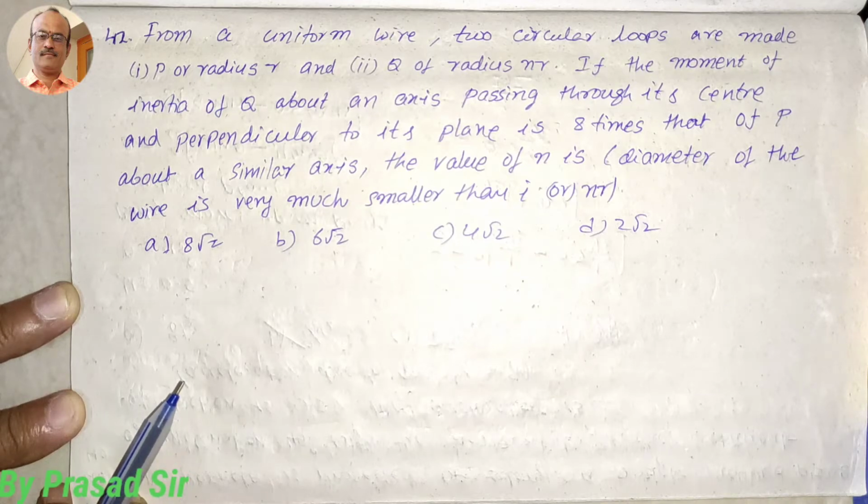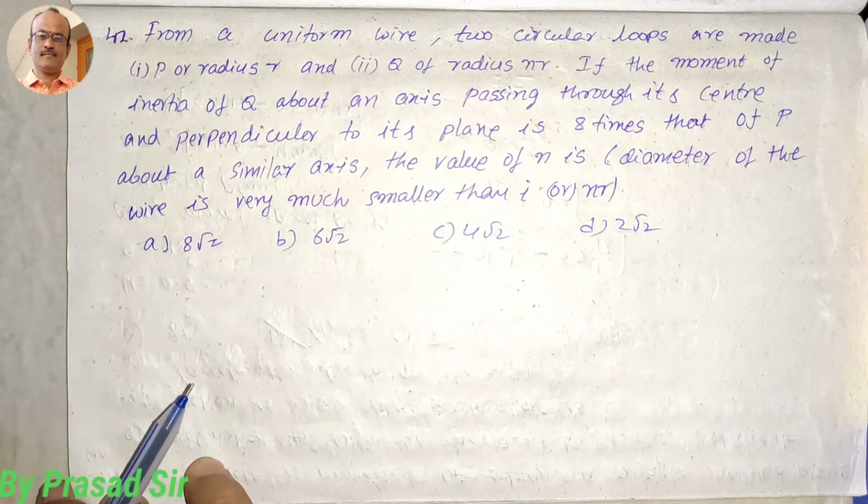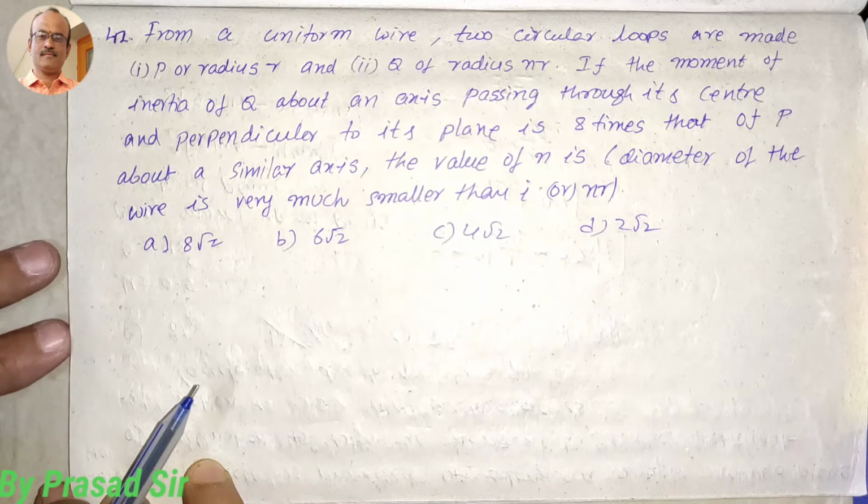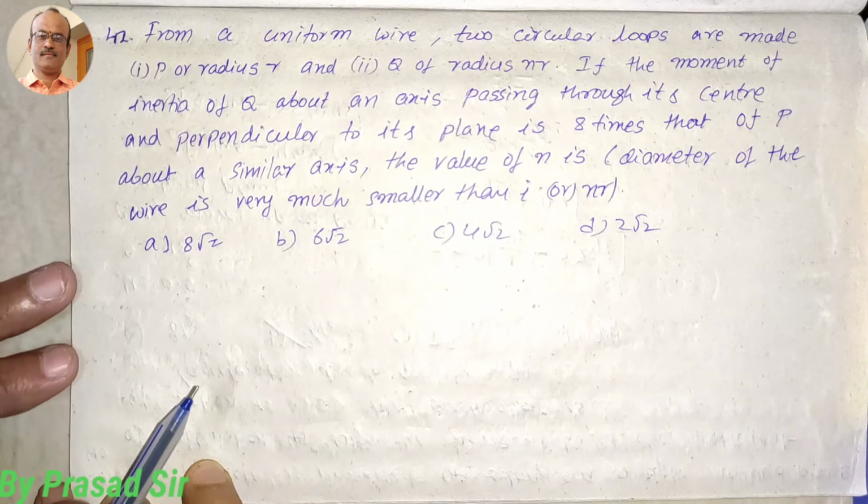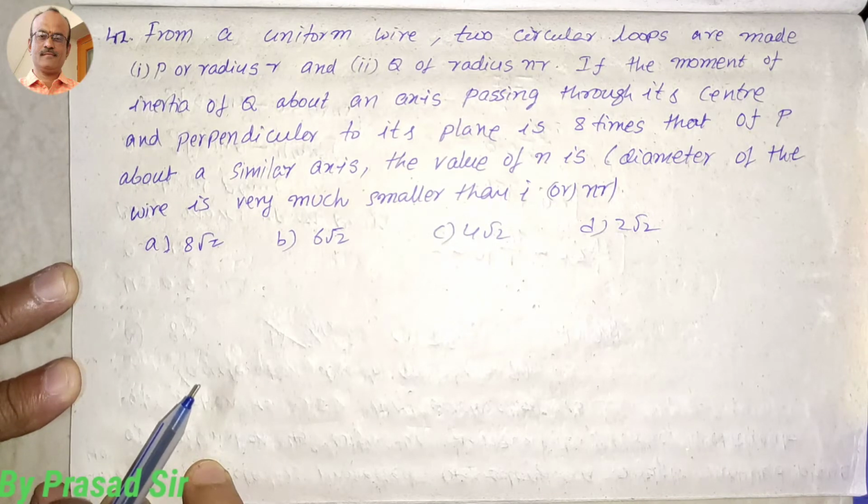Now the question number 42. From a uniform wire, two circular loops are made: P of radius r and Q of radius nr. If the moment of inertia of Q about an axis passing through its center and perpendicular to its plane is 8 times that of P about a similar axis, the value of n is? The diameter of the wire is very much smaller than r or nr.